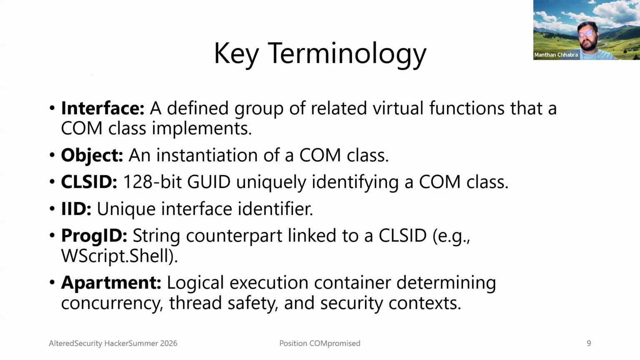Now, in our Windows operating system, the COM class is actually identified by a 128-bit GUID, which is called a CLSID, or the class ID. So this is basically its unique identifier. Just like there is an identifier for the COM class, there is an identifier for each interface as well, and that is the IID, or the interface identifier.